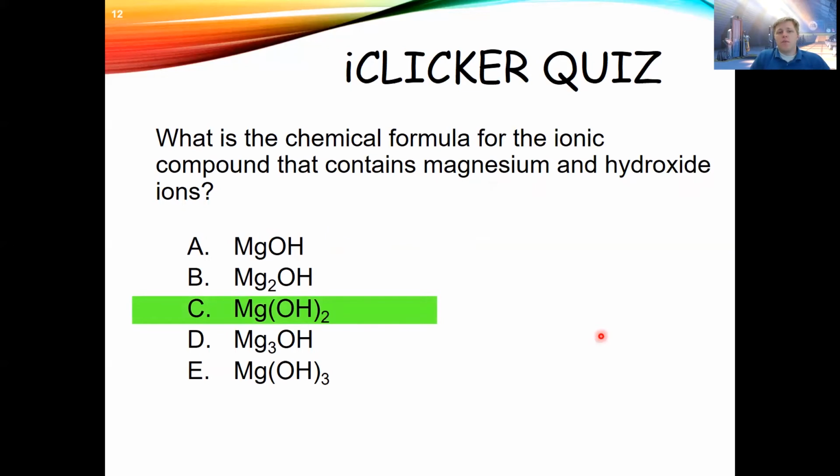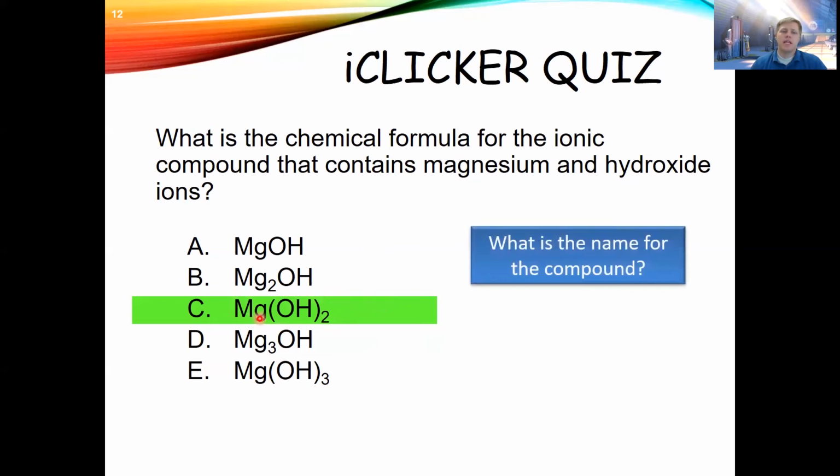Now I could give you a more complex question on an exam where I give multiple options where there's an OH with a 2 after it. And in that case, you'd have to know the charge on hydroxide to figure out how many magnesiums there are. So for example, I could give Mg2(OH)2, or I could give Mg(OH)2, and you'd have to figure out which of those is correct. But what is the name of this compound right here? Well, it's got the magnesium ion and it's got the hydroxide ion. Those will be combined to just give us magnesium hydroxide.